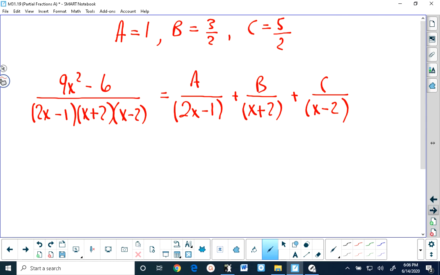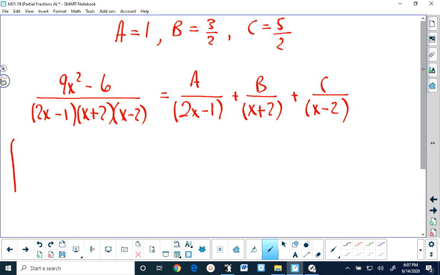Now, if you were to go back to where we started off with the rational expression (9x² − 6) over (2x − 1)(x + 2)(x − 2), and we said that we're going to break it into three partial fractions of A over 2x − 1 plus B over x + 2 plus C over x − 2. And the result of that investigation was that A equals 1, B equals 3/2, and C equals 5/2. What does this mean and how does it help us?